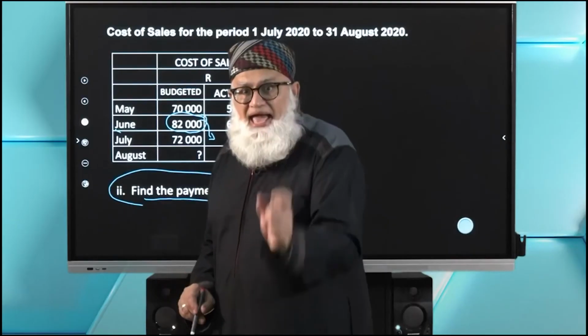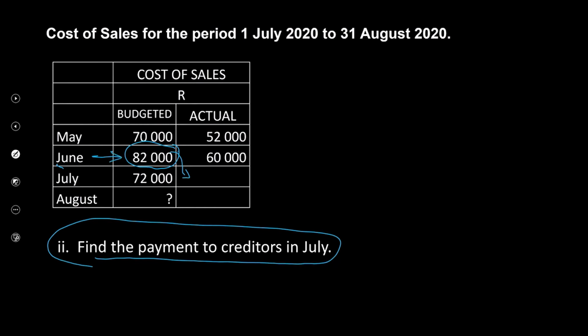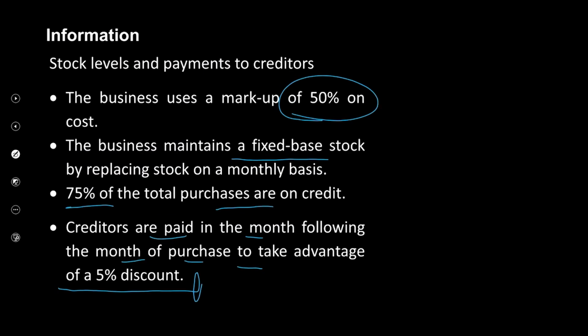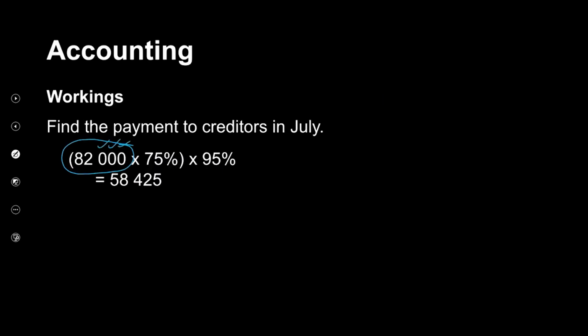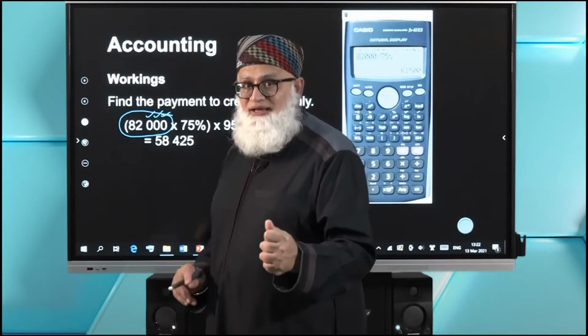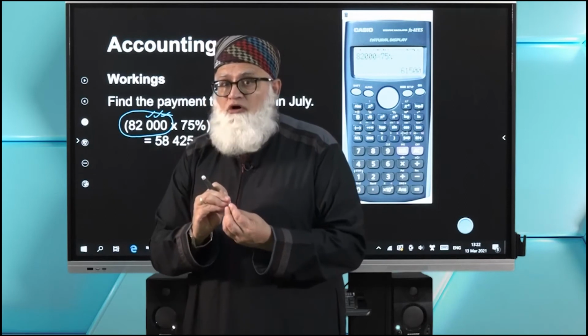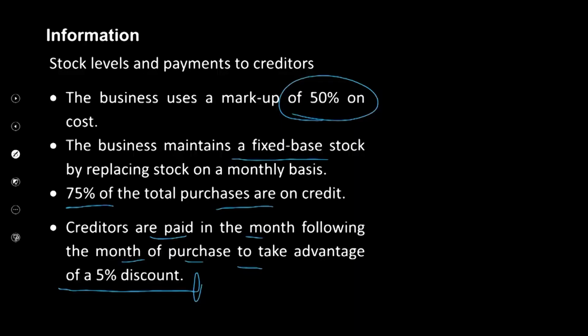So in this case here, you have the cost of sales figure, right? And that's important. 82,000 is your cost of sales. Okay, let's take the cost of sales that we have here. There's my 82,000, right? Times 75%. Why 75%? Obviously, that figure is the credit purchases. You see, you got your cost of sales. Now you split it up into cash and credit. So you wanted the credit component of the payment. That means, again, remember, look at the provisos. 75% of the total purchases are on credit. It's your credit purchases that will give you your payment to your creditors.